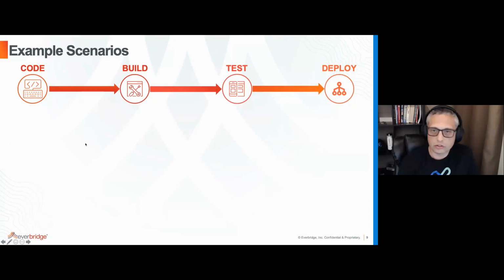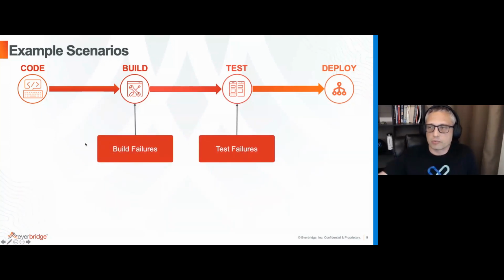So I've got a few example scenarios here. This is our pipeline. I've just taken out the CI/CD portion of that diagram we had there and stretched it out, and I've simplified it a little. So we have our build and test stages. And of course, we all have build failures and test failures, right? How can we make these more efficient?